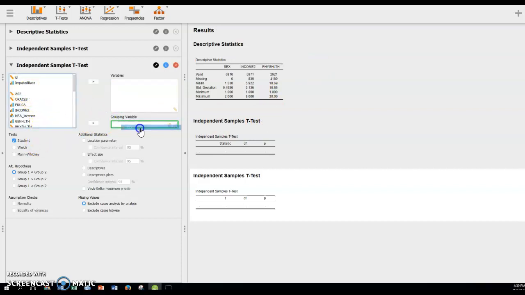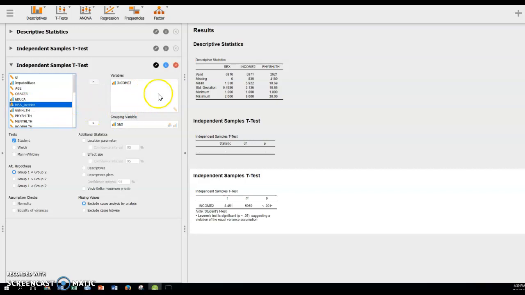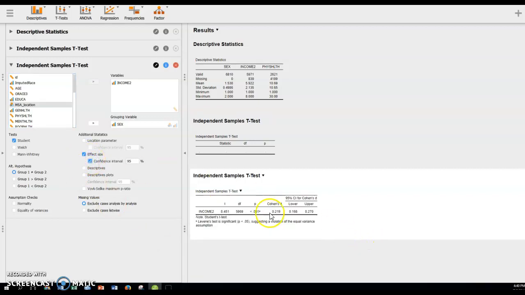We're going to put sex as our grouping variable, and then let's do income as our output variable here. And notice we get the test right away there. So we get a p-value below 0.001, so we have statistical significance. We know that we shouldn't stop there. We know that we should look at some measure of practical significance or effect size, and let's get a confidence interval also on that effect size.